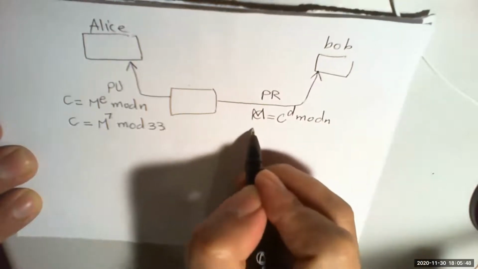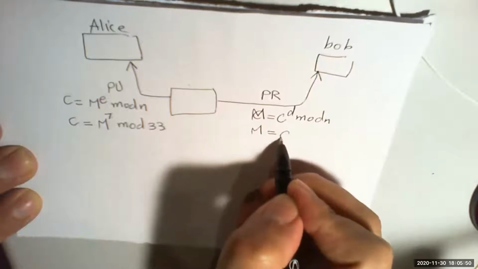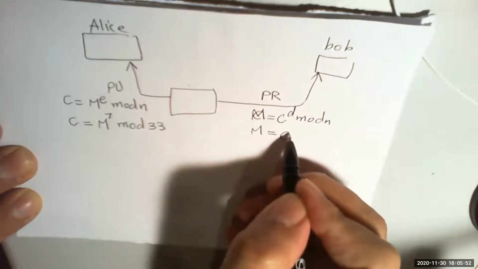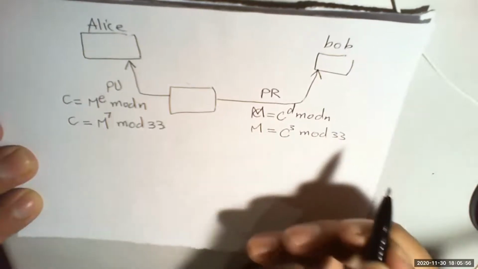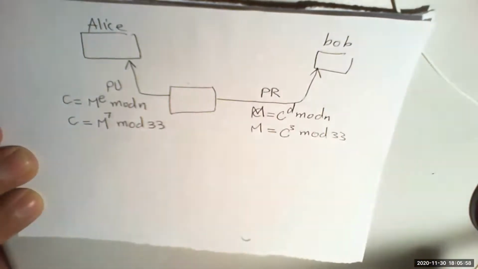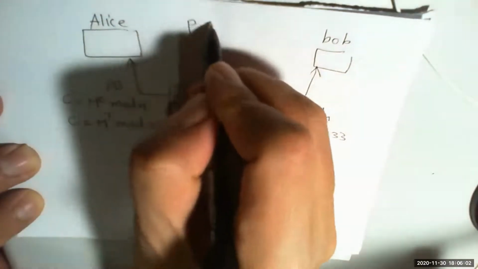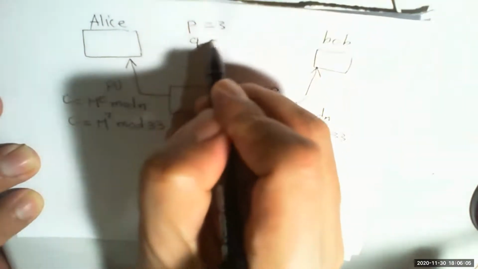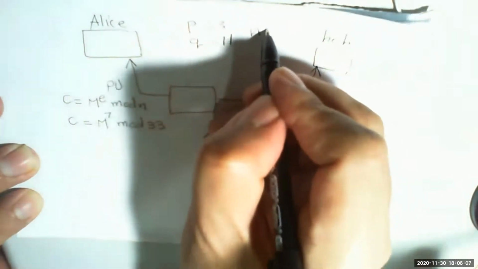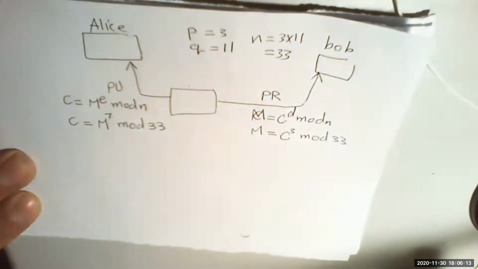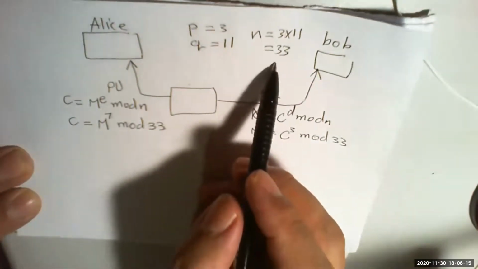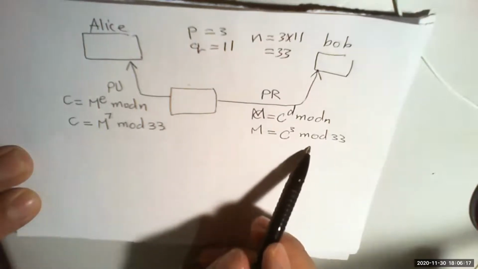We are going to use the example we proposed before, which is C to the power 3 mod 33. In the previous slides, we proposed P equals 3 and Q equals 11, and N equals 3 times 11, which is 33. We have seen how to calculate these keys before. Now we are going to use them.